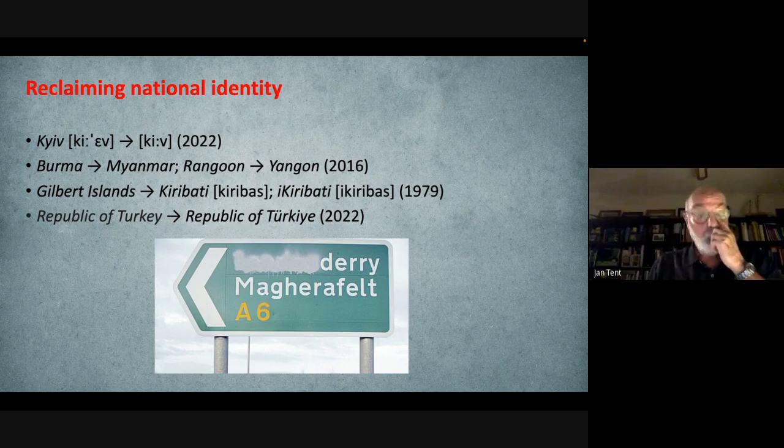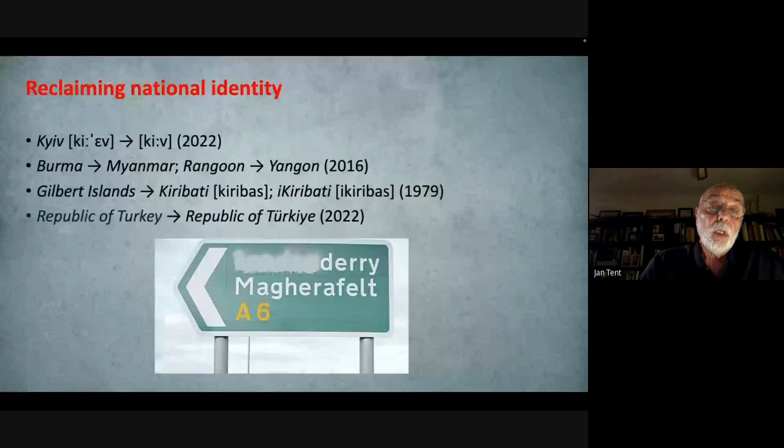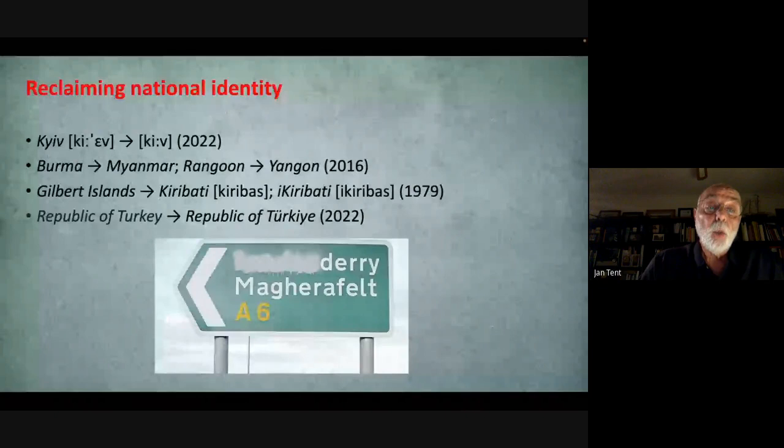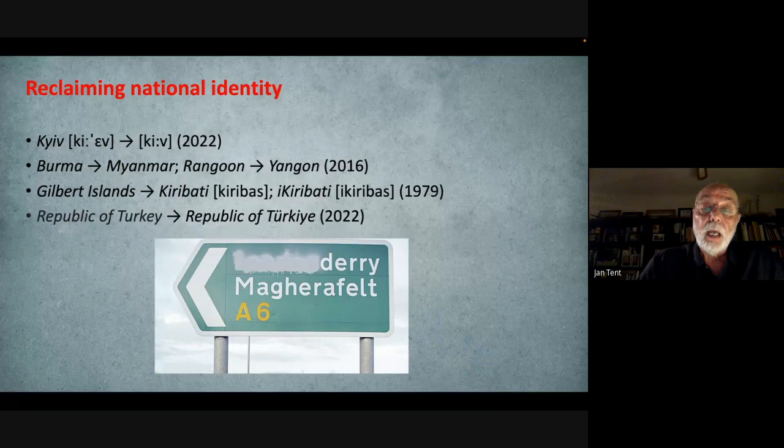And other examples are Burma, which changed its name to Myanmar, and Rangoon was changed to Yangon after 2016. So the Burmese people wanted to reclaim their national identity by changing those names. Other examples include islands that used to be known as the Gilbert Islands, and they are now known as Kiribati. And I-Kiribati refers to the people of Kiribati. Kiribati is actually their way of saying Gilbert.